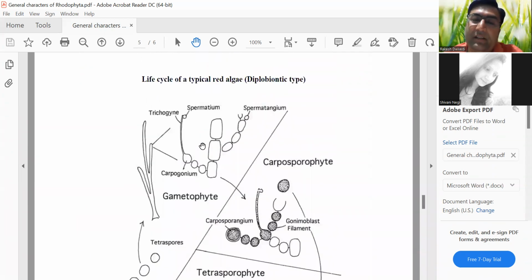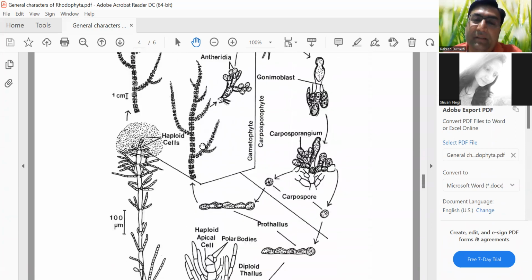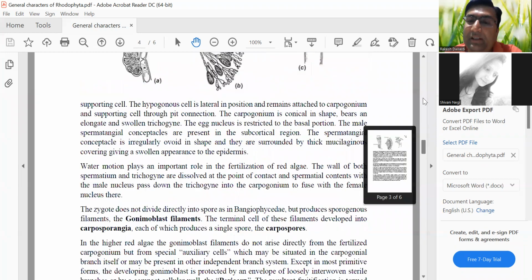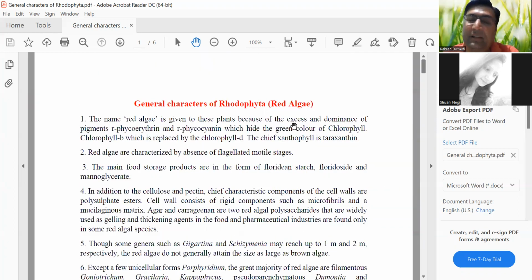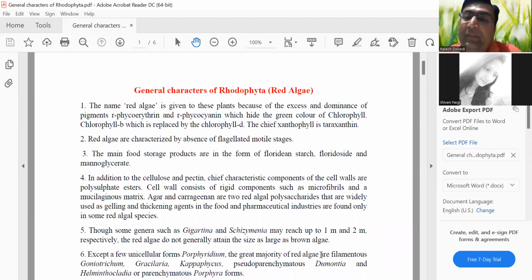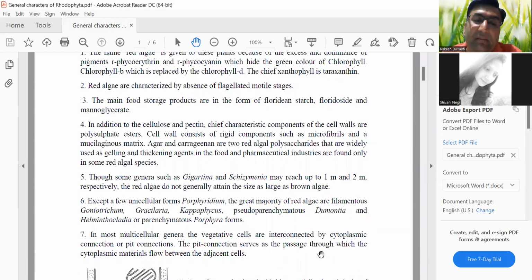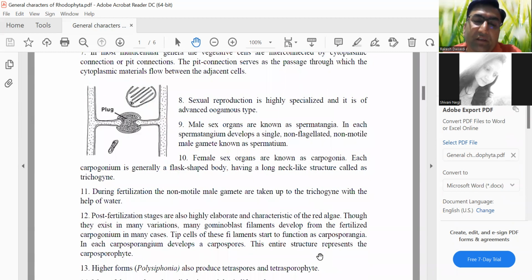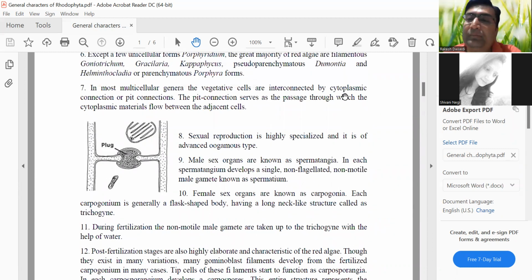Focus on the reproductive structures, the reproduction in red algae, along with other important characteristic features like absence of the flagella, presence of the pit connection between the adjacent cells, the habitat. These are the important things where you should focus and notice. And life cycle also. This is all about the red algae.